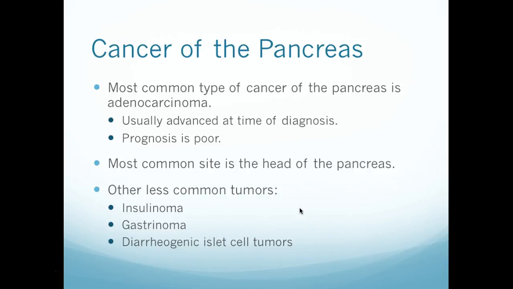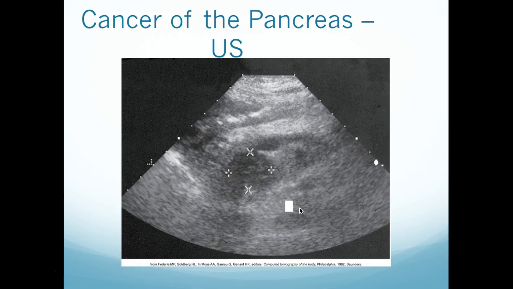Usually it's advanced by the time we diagnose it, and the prognosis is usually poor. You can't live without your pancreas, so we can't remove it per se. So it's really, really tough to treat. Most common site is the head of the pancreas, and there are other types of tumors also. So you can see here in the head, we've got a tumor within the pancreas, so that's pretty sad.